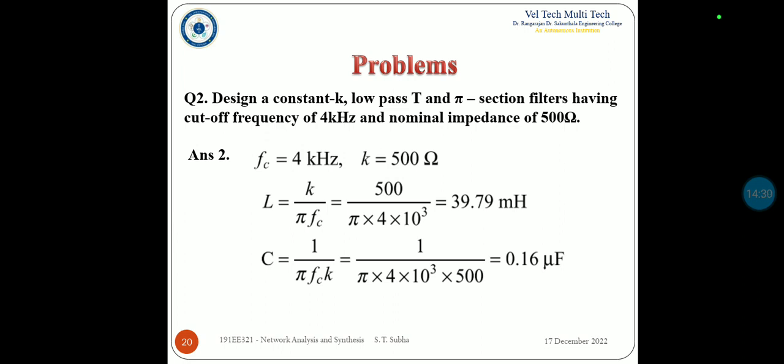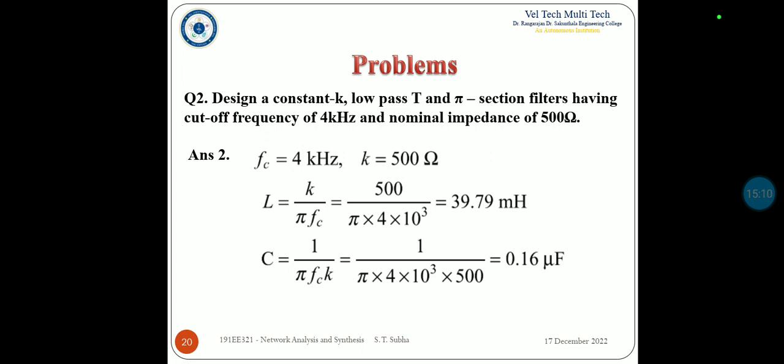Problem 2. Design a constant K low pass T and pi section filters having cutoff frequency of 4 kHz and nominal impedance of 500 ohms. Given values are cutoff frequency equal to 4 kHz and nominal impedance K is 500 ohms. Here we have to design both low pass T and pi section filters. We know that for low pass filter, the values of L and C can be obtained with the help of formula. L will be equal to K by pi Fc and C is 1 by pi Fc into K.